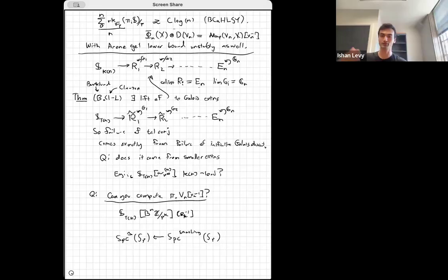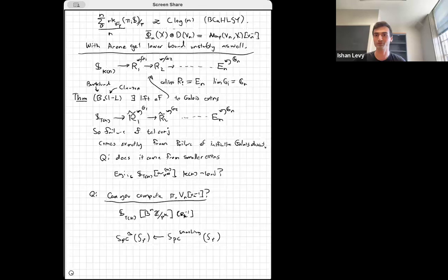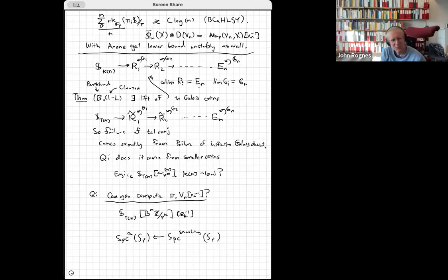And so it's like replacing the Morava stabilizer group with a uniform pro-p subgroup or something. Right. Yeah. No, thanks.